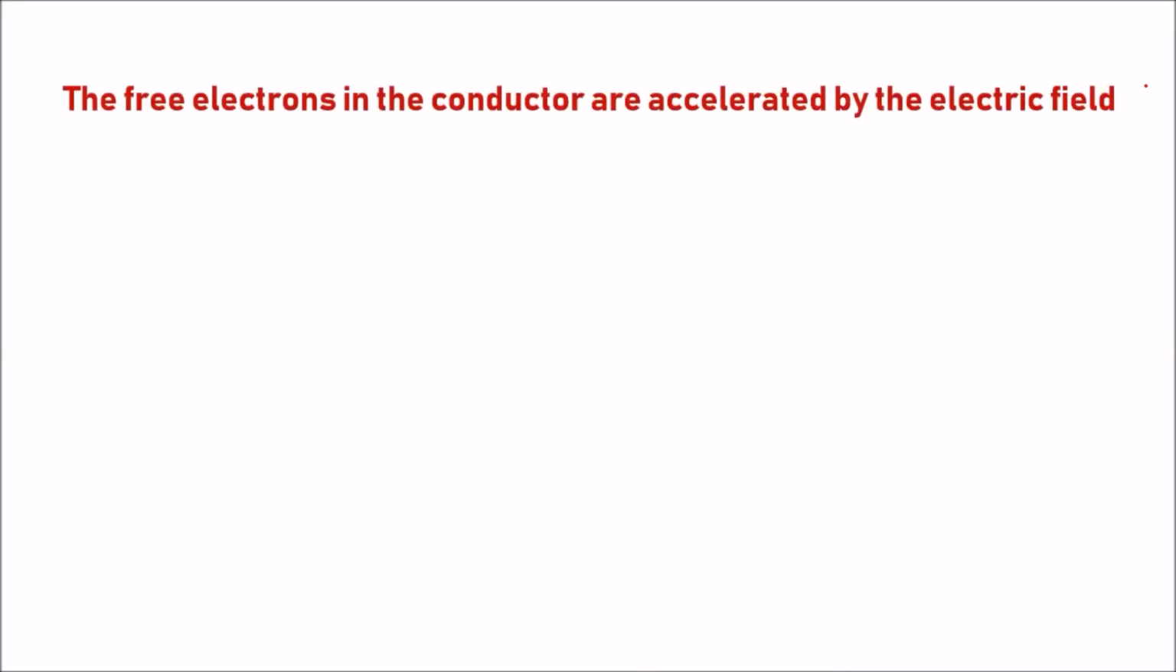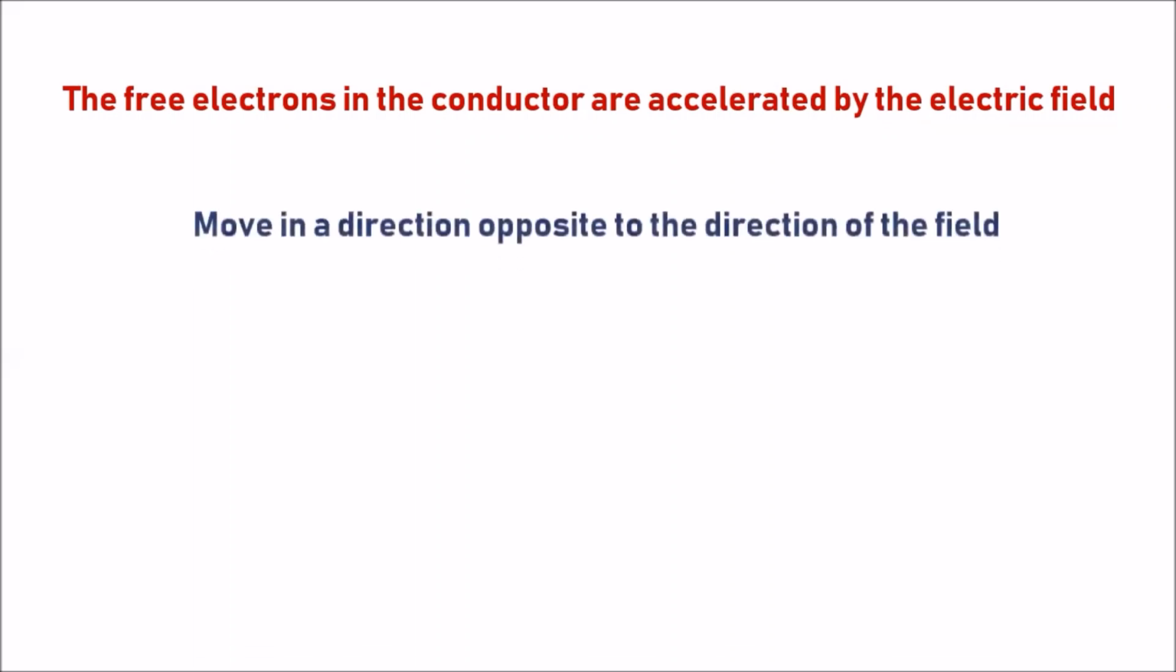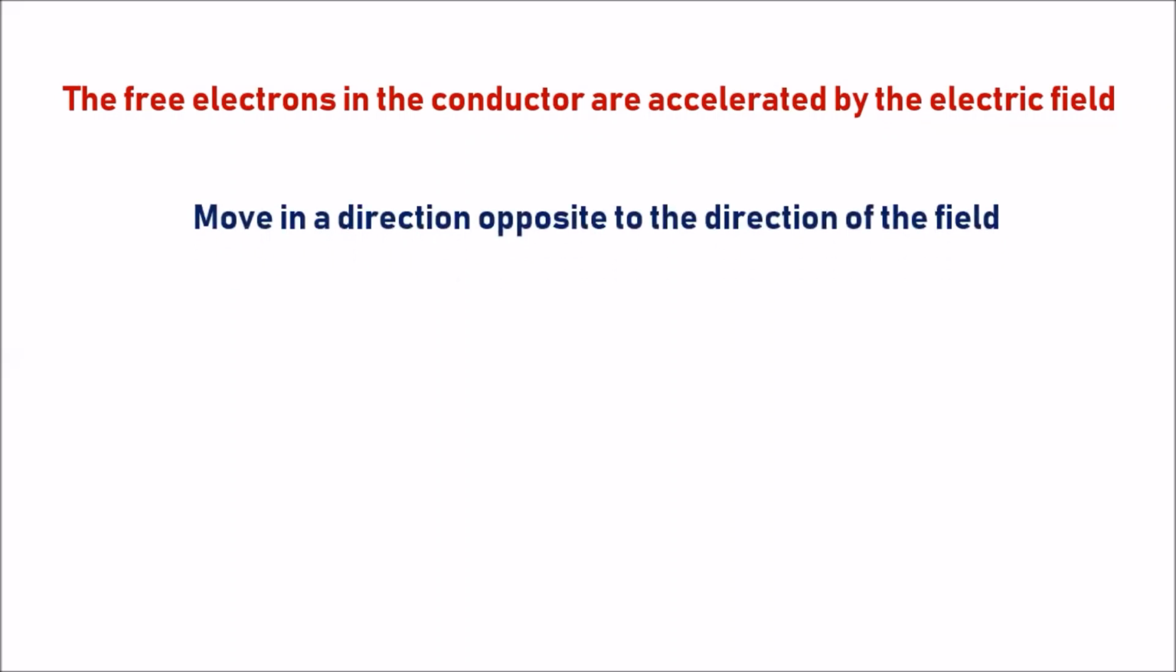The free electrons in the conductor are accelerated by the electric field. The answer is yes, there will be acceleration for free electrons. Why will there be acceleration? Because of the presence of the electric field. So electrons move in a direction opposite to the direction of the field. So the electron direction is opposite to the direction of the electric field. The electric field direction and the electron flow direction will be opposite.